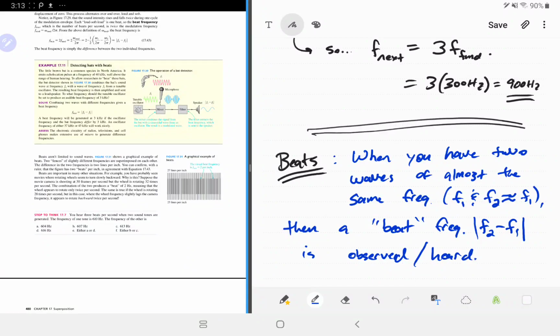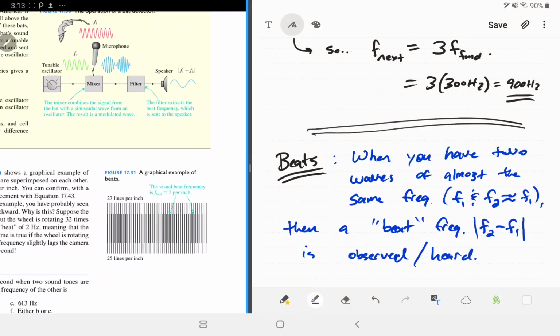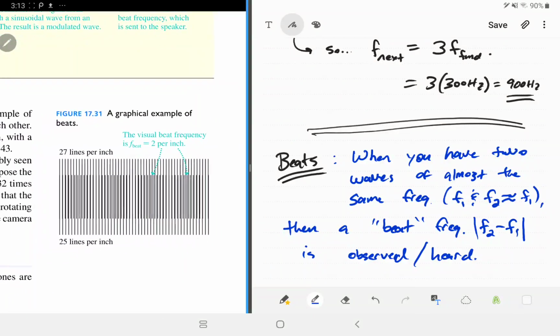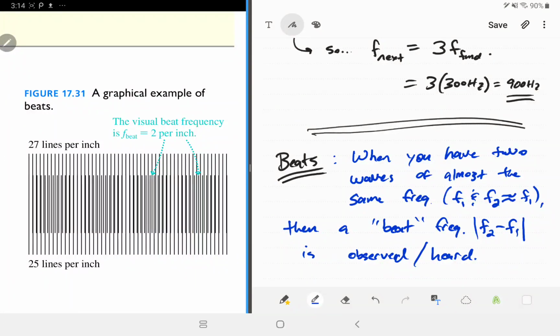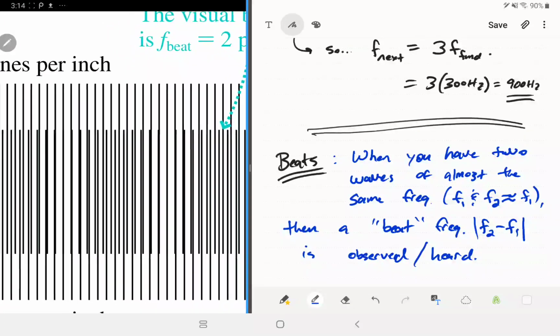So there are lots of different examples of this. This book one is pretty nice. Here we just have a graphical representation of beats. Here, 27 lines per inch. You have to imagine that this thing is 2 inches across from the very left to the very right of all these lines. 27 lines per inch and 25 lines per inch. Your book labels this the visual beat frequency is 2 per inch. The two waves on top of each other will line up for constructive interference. See at the center right here, and at the center right here, where the two lines line up. They mismatch exactly halfway in between.